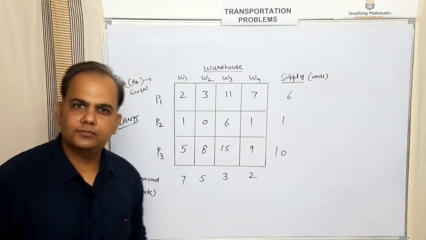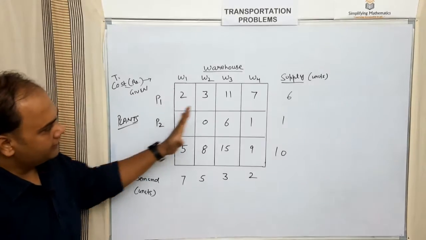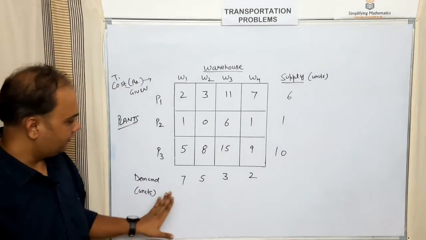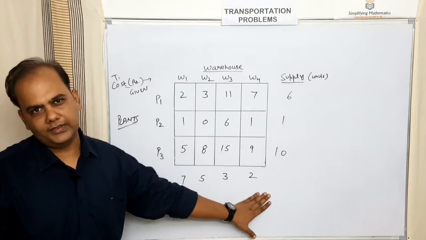Now consider a transportation problem in which there are 3 plants and 4 warehouses. The production capacity of these plants is given as 6, 1 and 10 units. Similarly, the requirements of these warehouses are given as 7, 5, 3 and 2 units respectively.